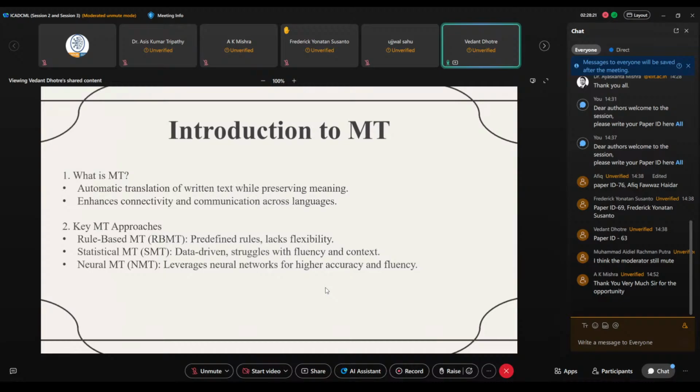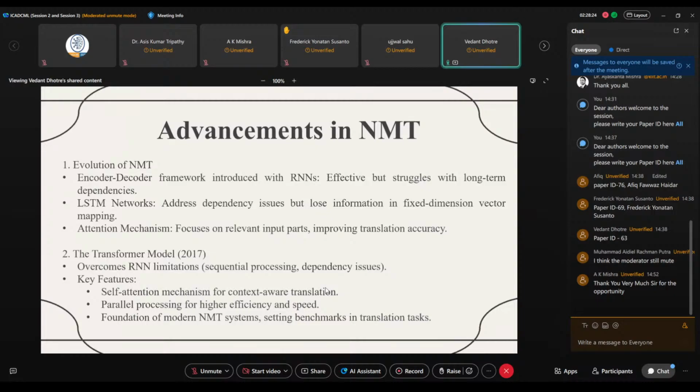for higher accuracy and fluency. So the advancements in neural machine translation are as follows. There is the encoder-decoder framework introduced with RNNs, which is effective but struggles with long-term dependencies. LSTM networks address these limitations posed by RNNs, but have a significant loss of information in the fixed-dimension vector mapping. This is followed by the attention mechanism, one of the recent advancements, which focuses on the relevant inputs given to it and hence improves the translation accuracy overall.